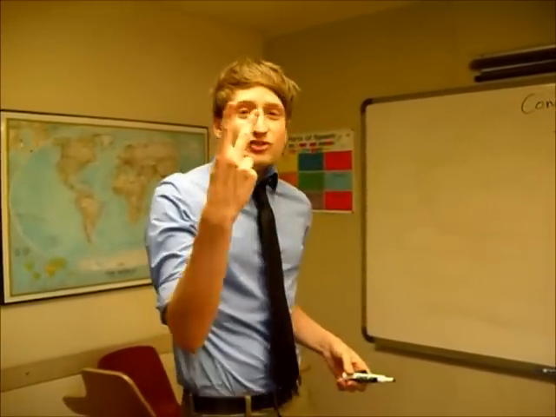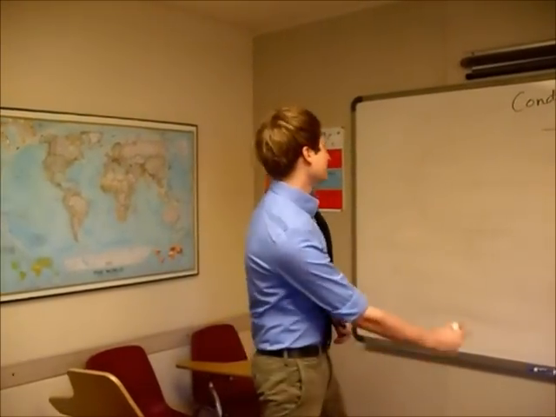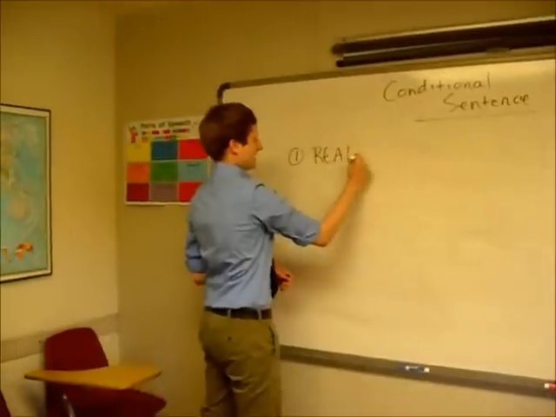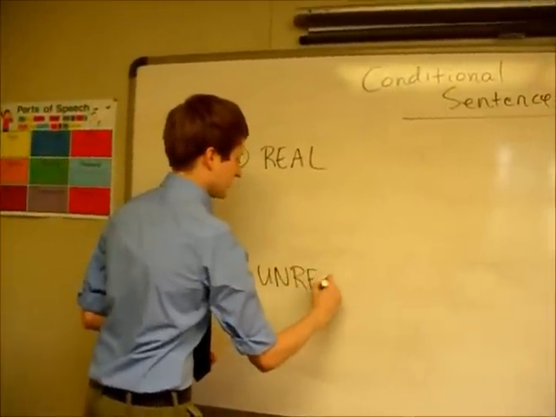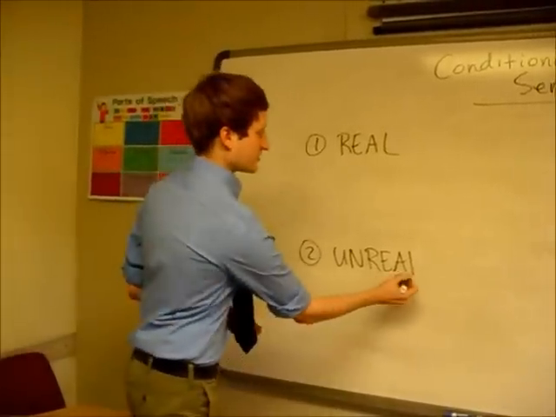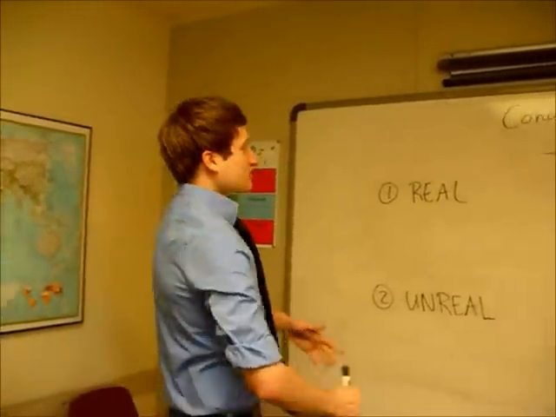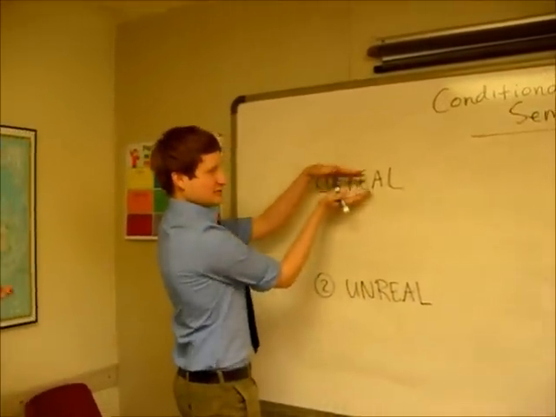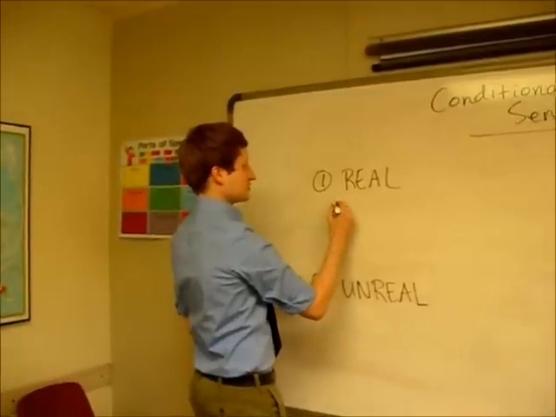I want to tell you about two kinds. Actually, yeah, two main kinds. There are real and, number two, unreal. Real and unreal. So there are two major kinds. First we have real, right? Inside this group, we have two kinds. Let's do the first one.